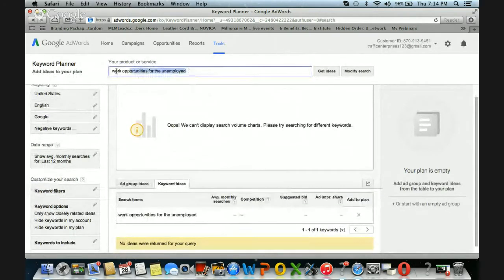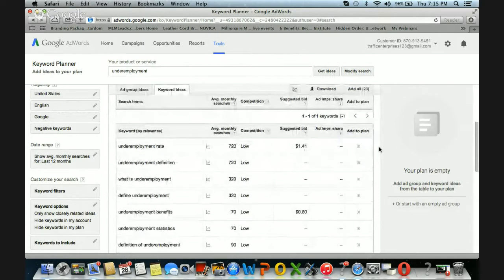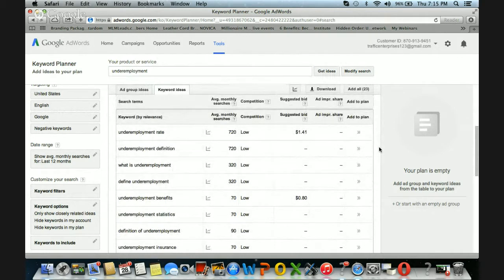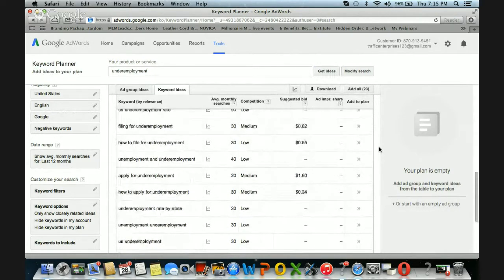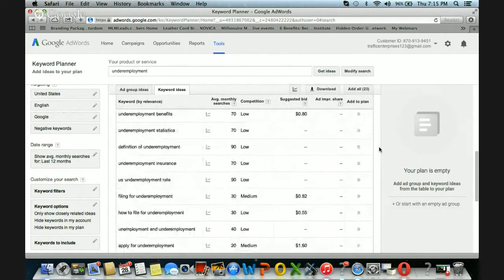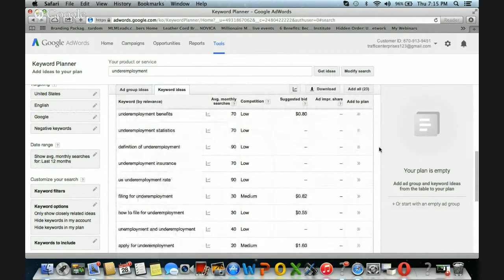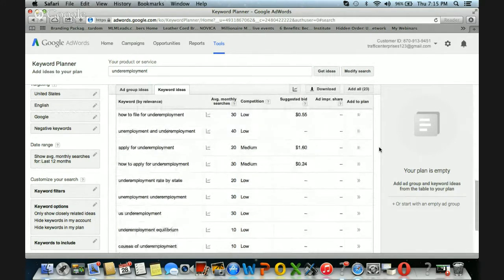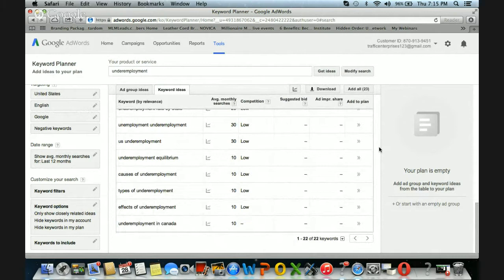And there isn't anything. Let's see. Let's do underemployment. And it's probably, okay, now here's some low ones. Now I might take one of these. And if you could do something with one of these and then turn it into something like, let's try this one, effects of underemployment.